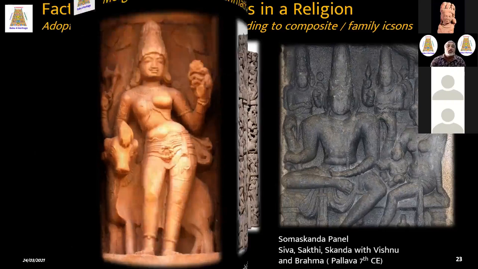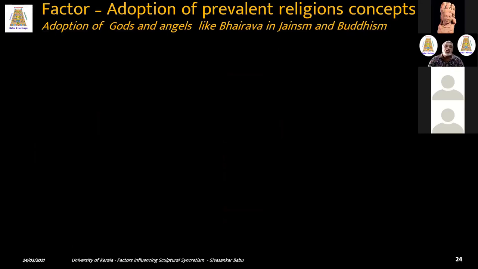The other one is adoption of prevalent religious concepts, where you have a religion with a basic set, and the other religion is having 25 and you have only 2 gods, you feel inferior and try to absorb more gods. And then it says, I also have 10 gods, I also have 25. So that happens sometimes, and then adoption of gods like in Jainism, in Buddhism.